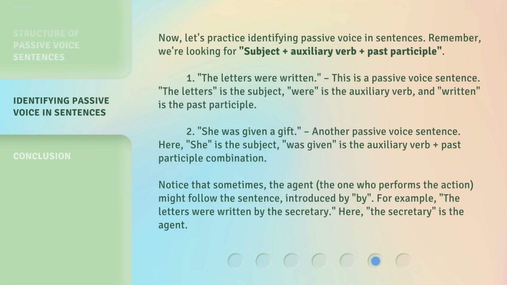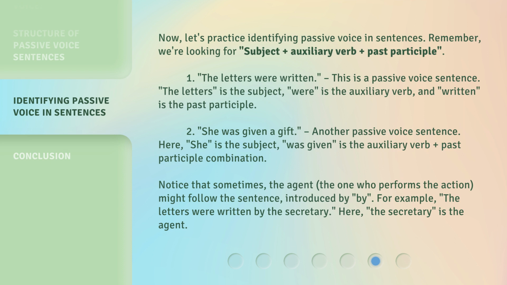Now, let's practice identifying passive voice in sentences. Remember, we're looking for subject plus auxiliary verb plus past participle. 1. The letters were written. This is a passive voice sentence. The letters is the subject, were is the auxiliary verb, and written is the past participle.